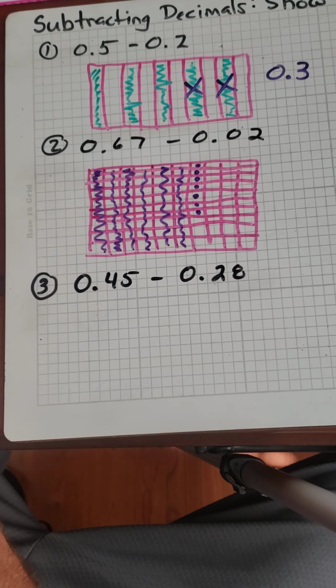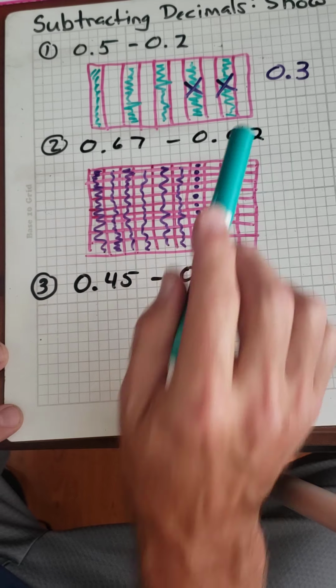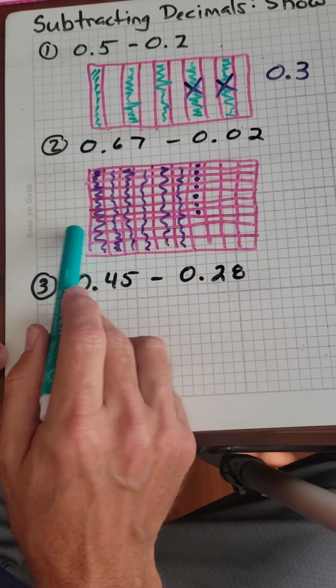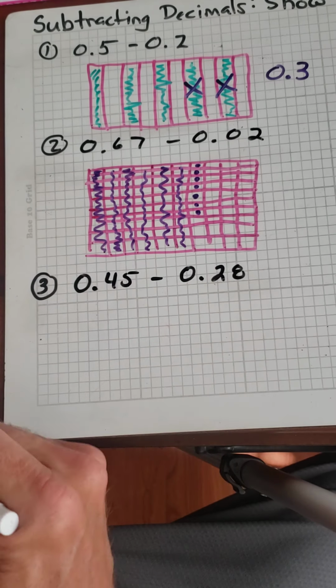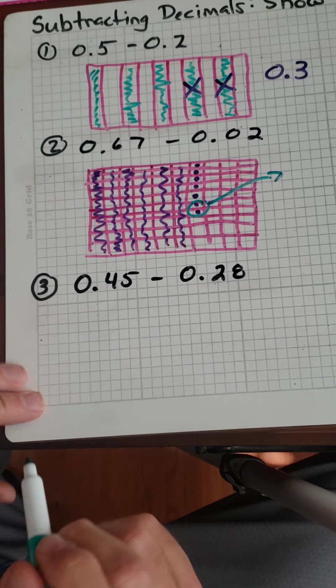All right. And then what this tells me to do is to take away 2 100ths. So all of these 6 are staying. The 6/10 are staying. I'm just taking away 2 100ths. So I could say circle those 2 and draw an arrow like that, showing I'm taking away.